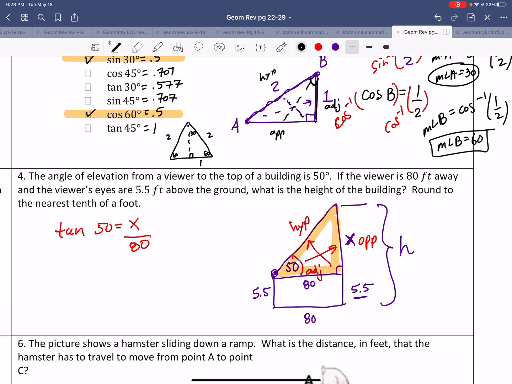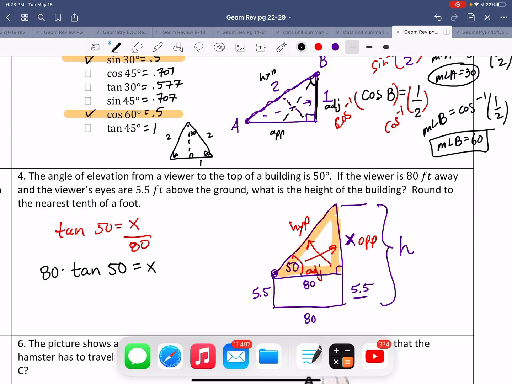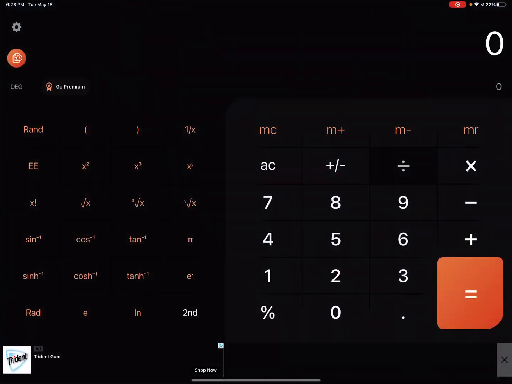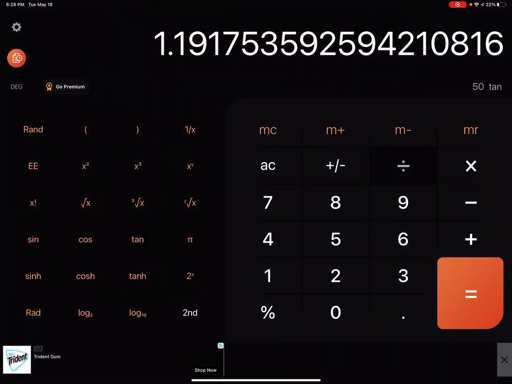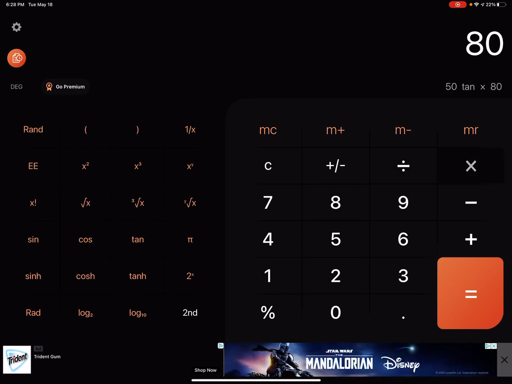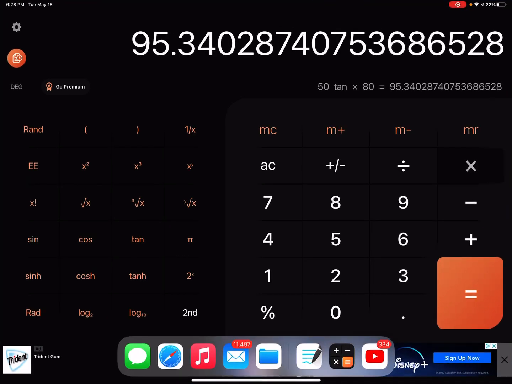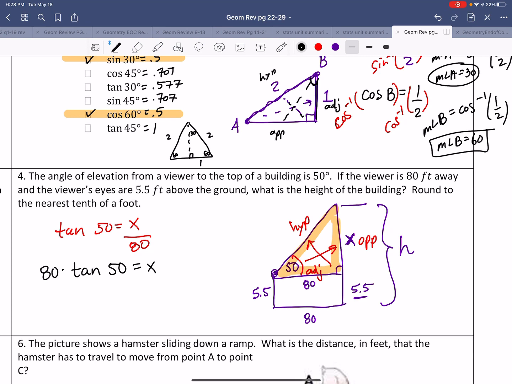Cool. Now I'm going to multiply 80 on both sides, or the Lynch swap, whatever works for you. And there's my answer. So tangent of 50 times 80. Tangent of 50 times 80 is 95.34. So X is 95.34.